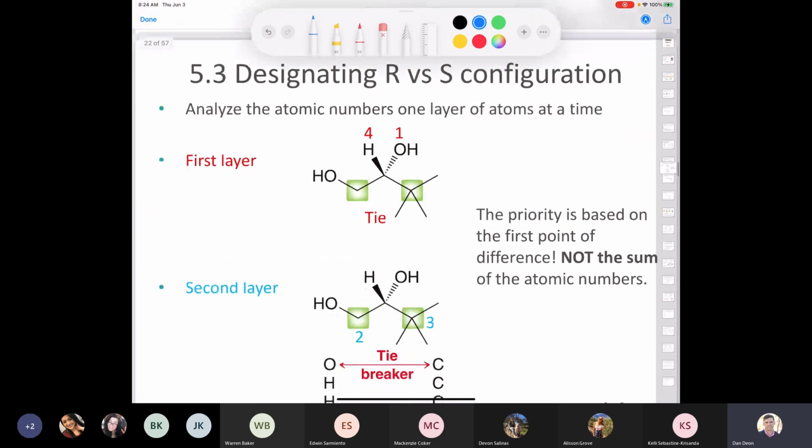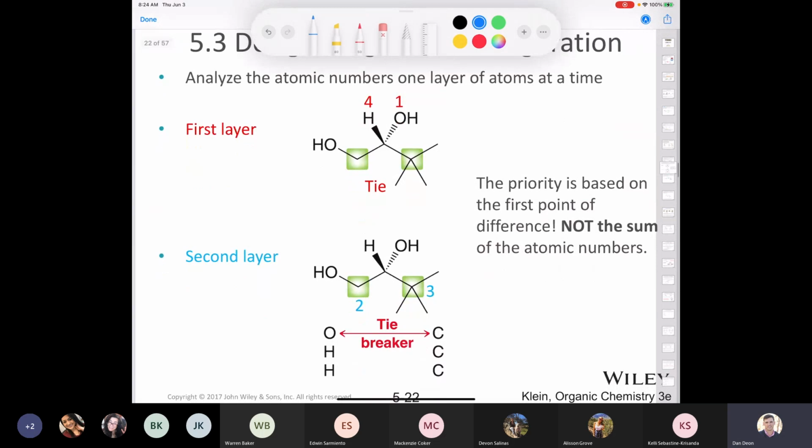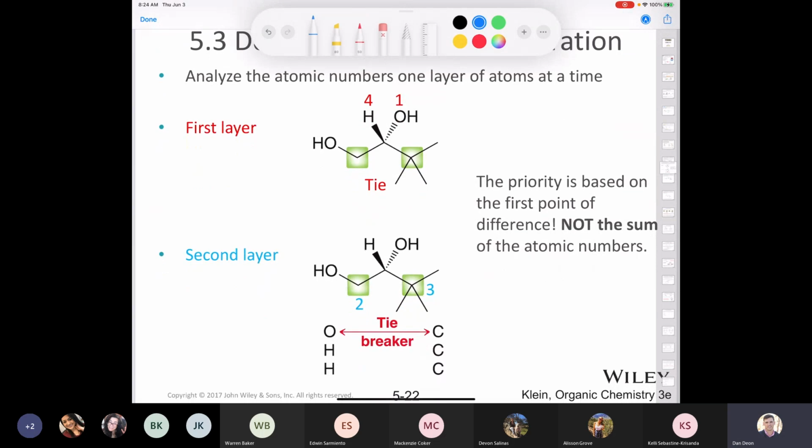All right, and we're going to get some practice on that. Okay, let's see here. So the priority is based on the first point of difference. I haven't seen a student really try to add numbers up or anything like that. But just to reiterate, it's about the first point of difference, right? When we have a tie, you can see you got a carbon here and a carbon here, so that's a tie.